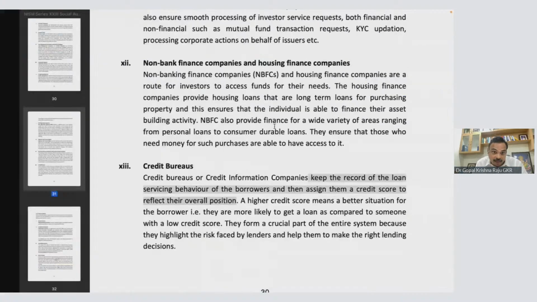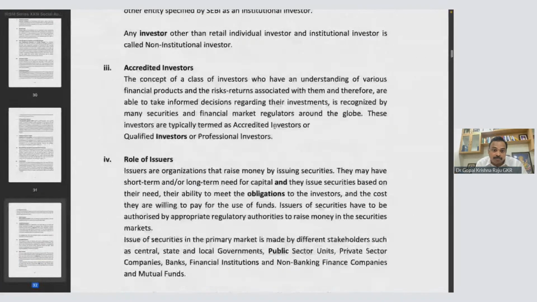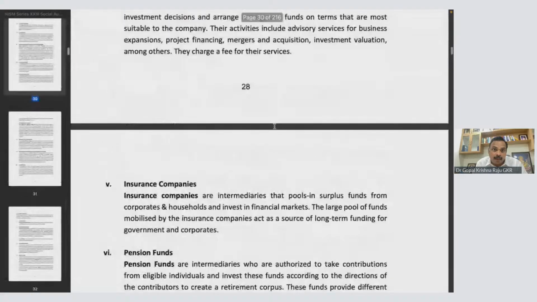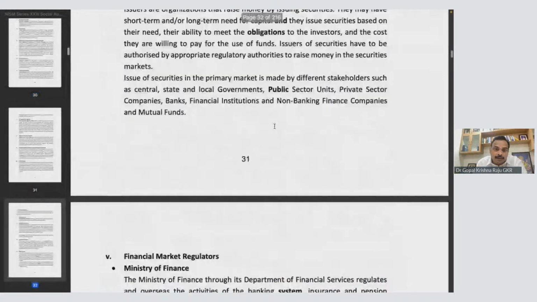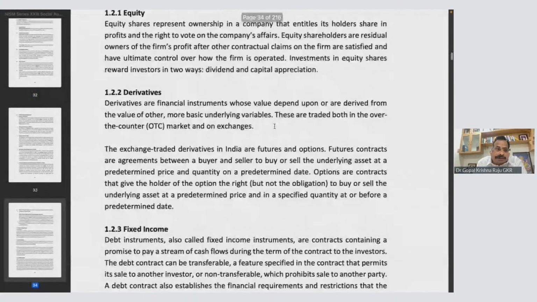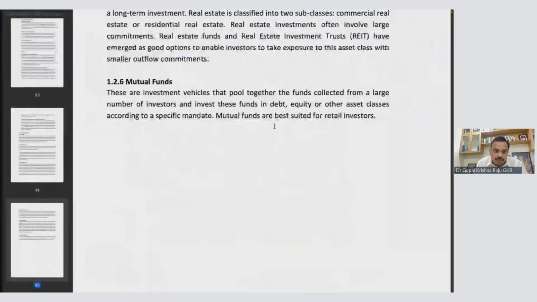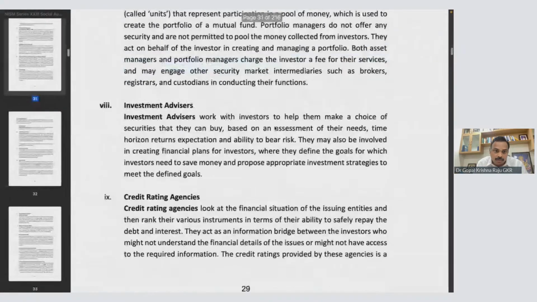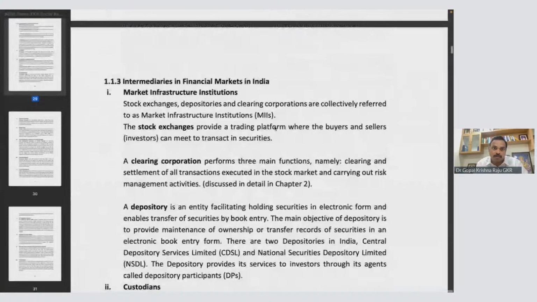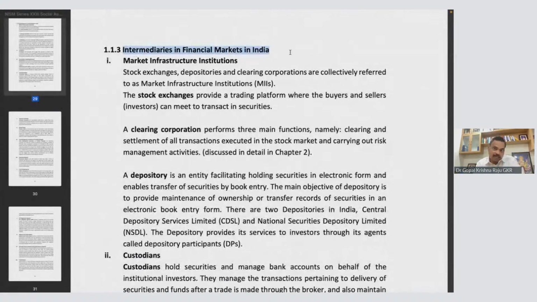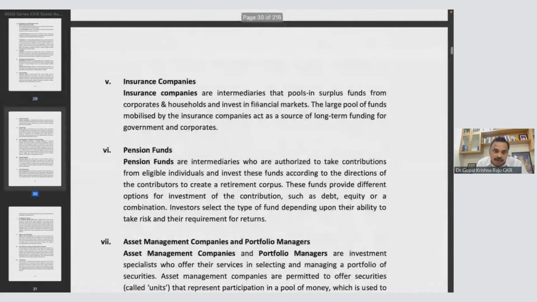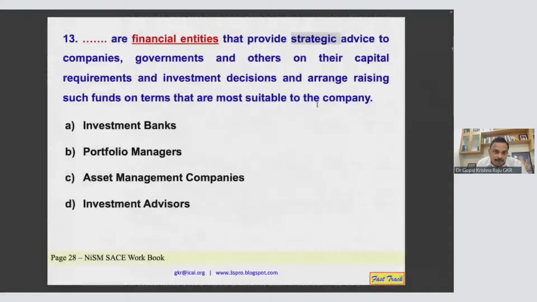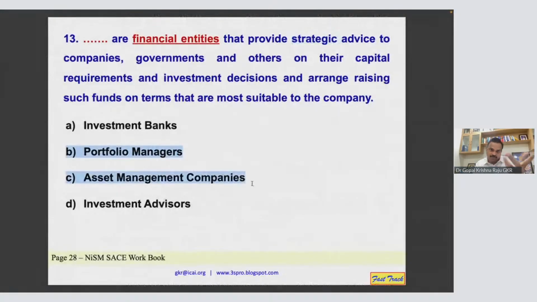Okay. Now, let me come to this question here. I think we have the answer in the next page. So this is page number 28. Please look at this. These are all the intermediaries in the financial market. Now, look at the various intermediaries, asset management companies and portfolio managers. Actually, B and C are both same. So actually, there are only three answers.